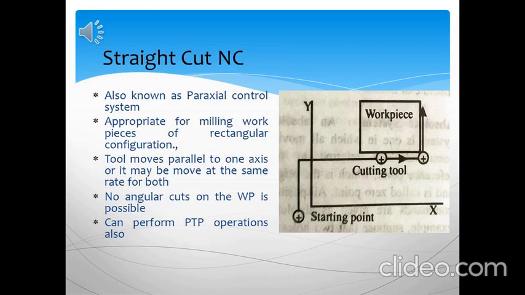Straight cut NC system. This is also known as a paraxial control system. In straight cut NC, the tool moves parallel to one of the major axes at a desired rate suitable for machining. The tool moves parallel to one axis or it may be moved at the same rate for both. Normally, straight cut NC machines are used for milling workpieces of rectangular configuration. No angular cuts on the workpiece are possible. It can perform point-to-point operations also.